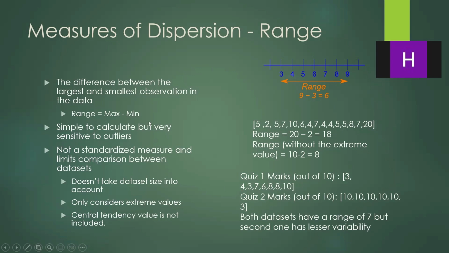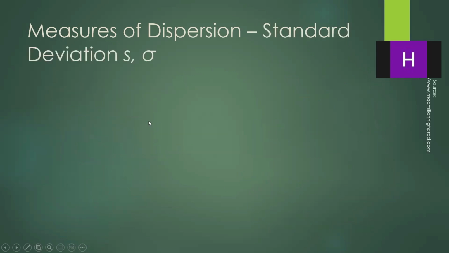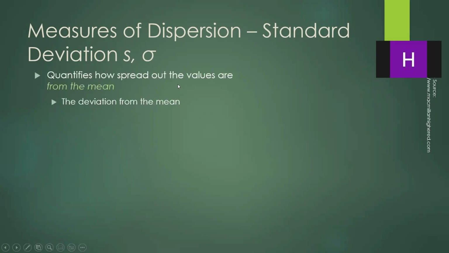Okay, so for this we have other measures of dispersion available, such as standard deviation, which is represented by S for the sample standard deviation and sigma for the population standard deviation. It quantifies how spread out the values are from the mean. And in simple words, it is the deviation from the mean of the values.